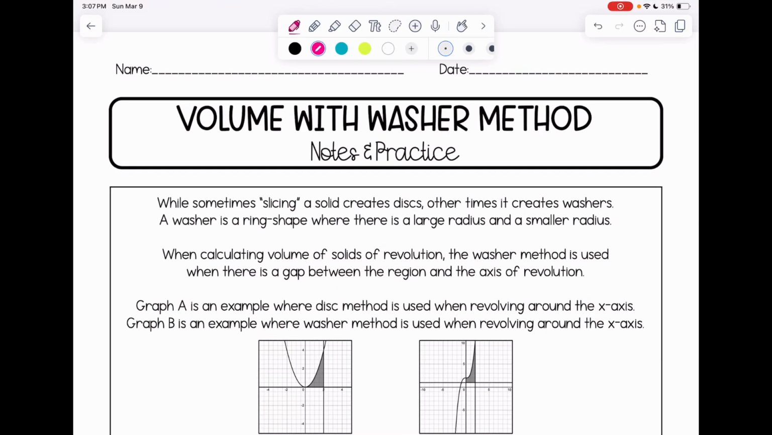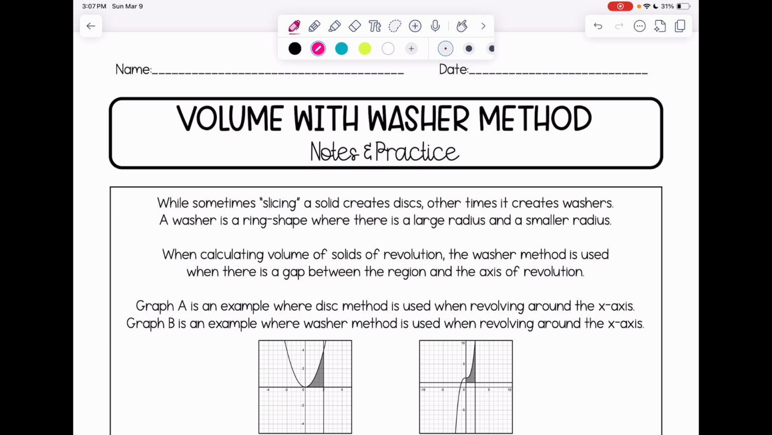In this video, we're going to be talking about how to calculate the volume of solids of revolution using something called the washer method. This is essentially a follow-up to the previous lesson on the disk method. Sometimes when you slice a solid, it creates disks, but other times it creates washers.